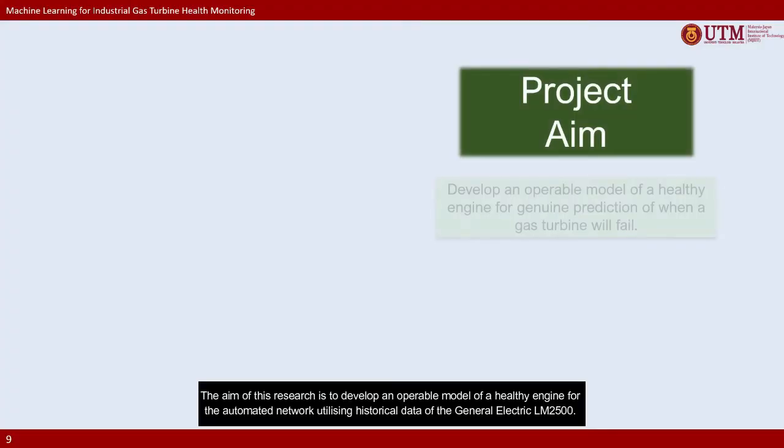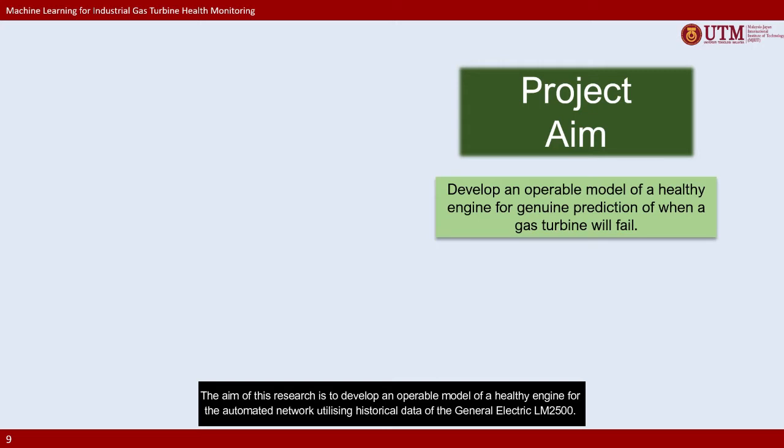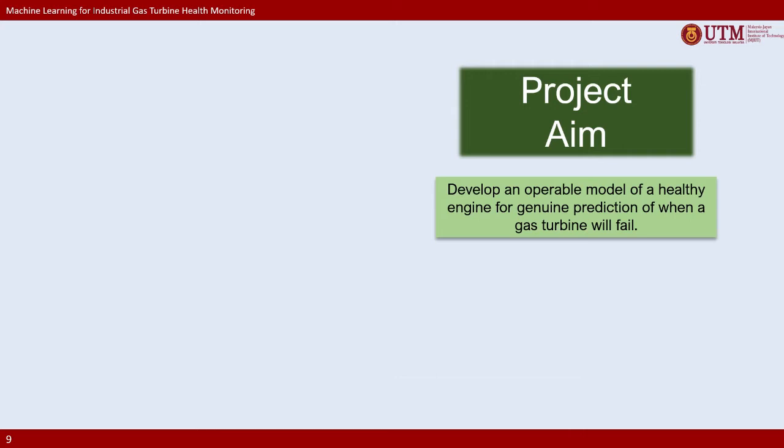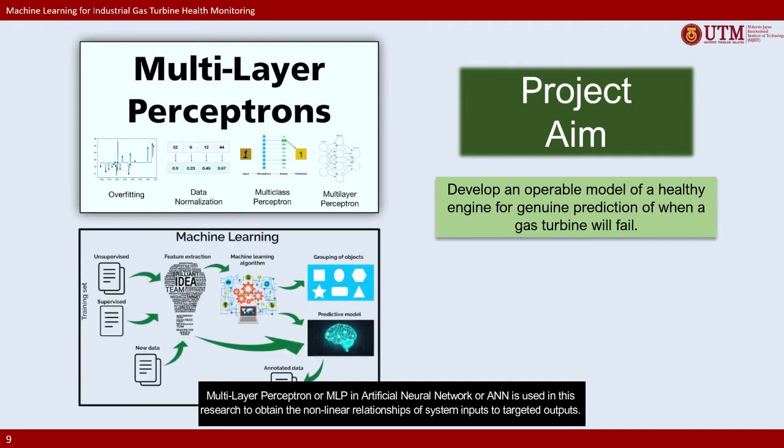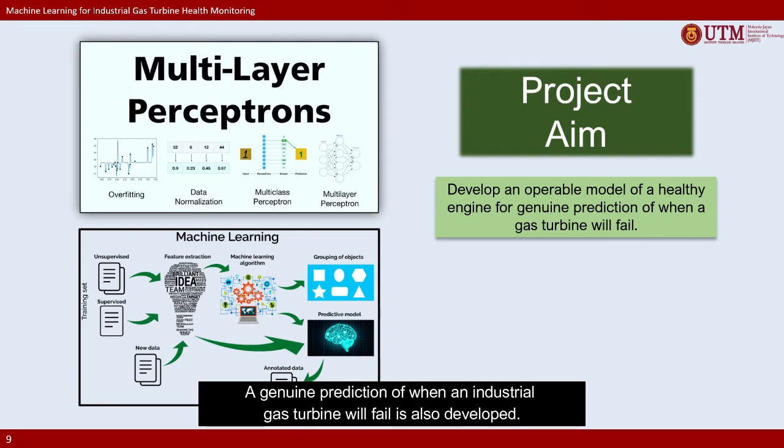The aim of this research is to develop an operable model of a healthy engine for the automated network utilizing historical data of the General Electric LM2500. Multi-layer perceptron, or MLP, in artificial neural network, or ANN, is used in this research to obtain the non-linear relationships of system inputs to targeted outputs. A genuine prediction of when an industrial gas turbine will fail is also developed.